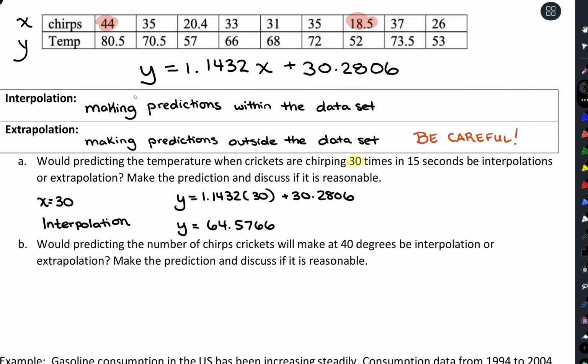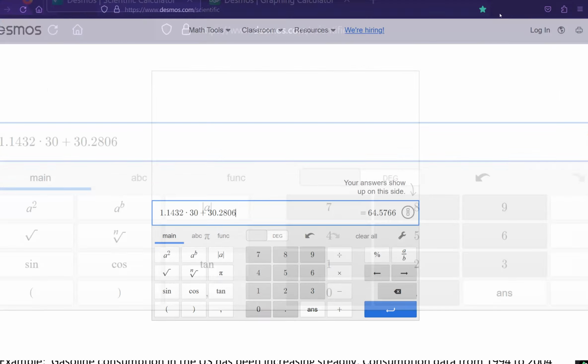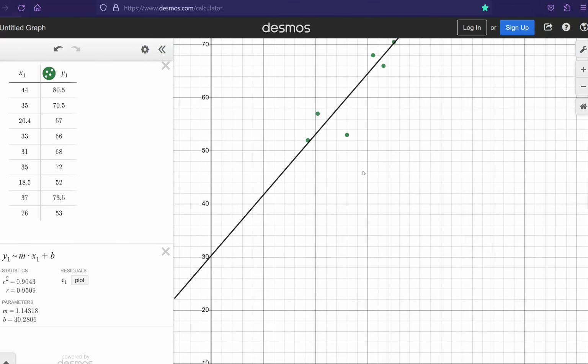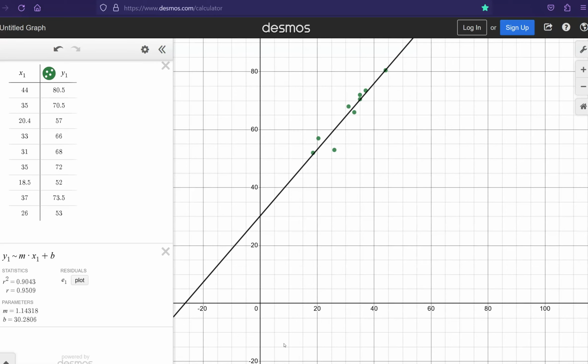So when there are 30 cricket chirps, we estimate that it is about 64.6 degrees Fahrenheit outside. And you know what? That fits our model pretty nicely. 30 is landing in between there, and the 64.6 is landing between there. And then in terms of our graph, what this is translating to is that we're plugging in this value of 30 and it's giving us the output along this line, which is the 64.6.